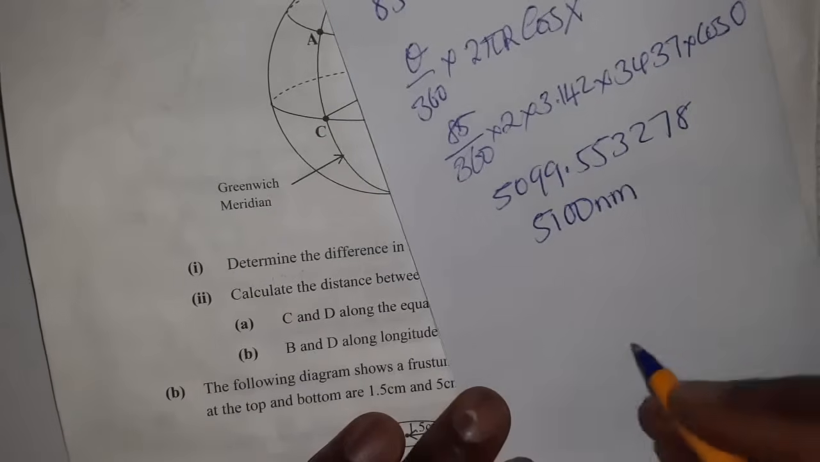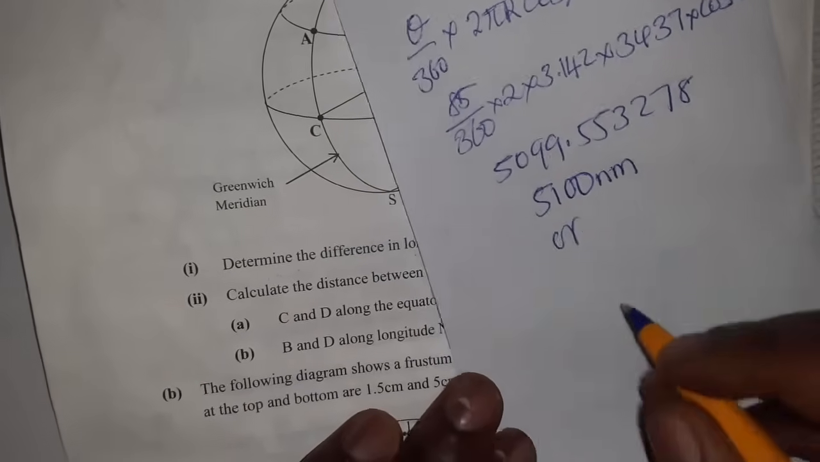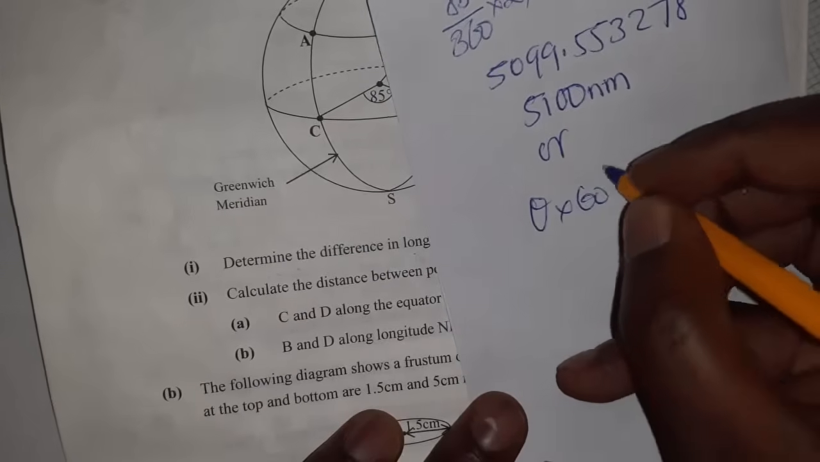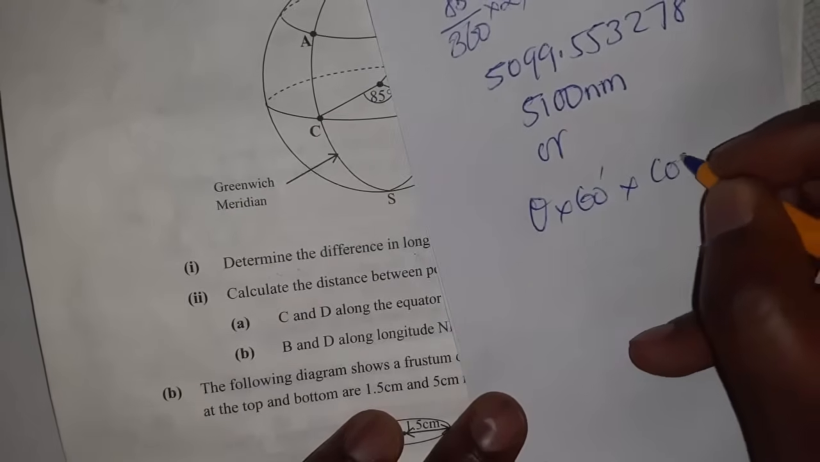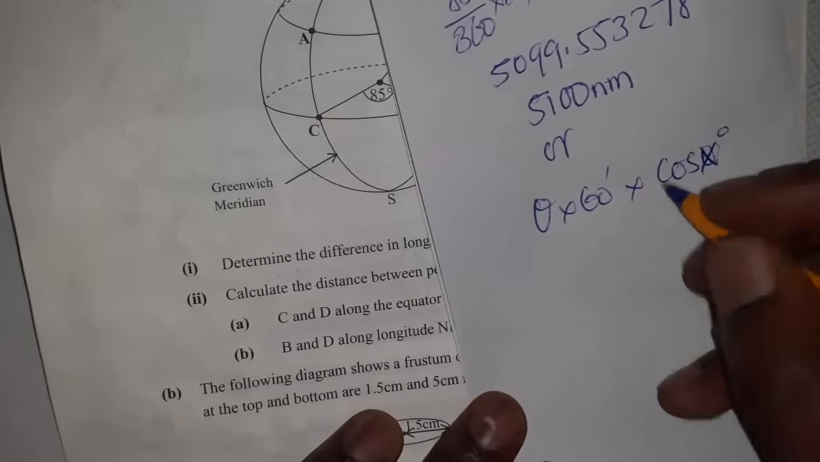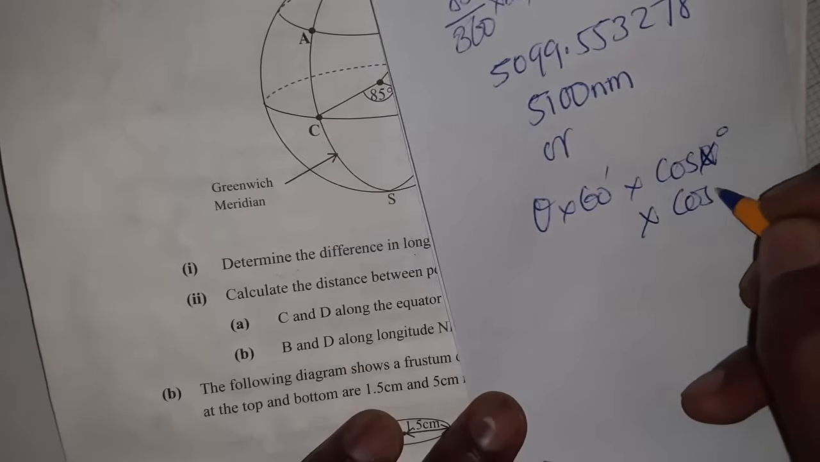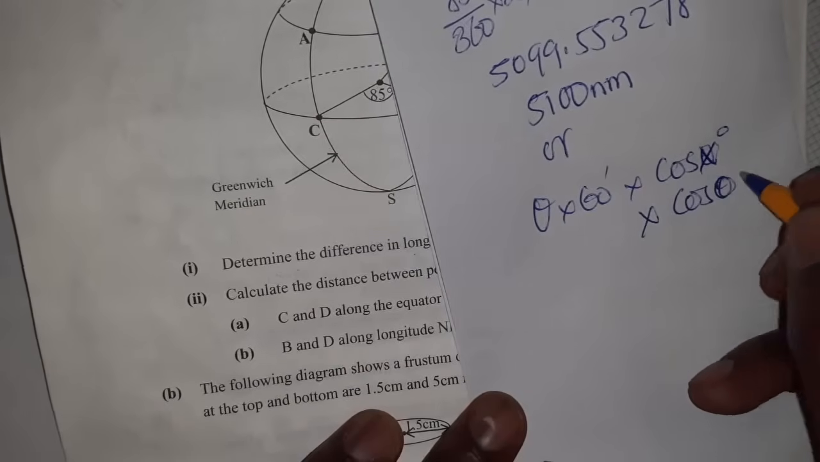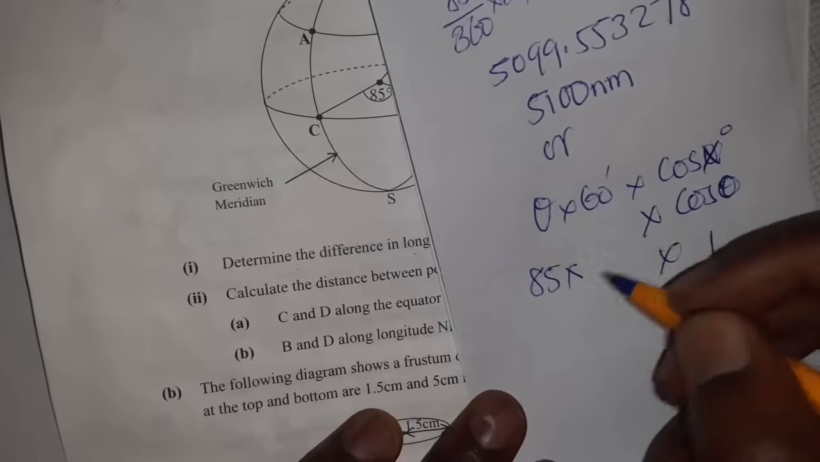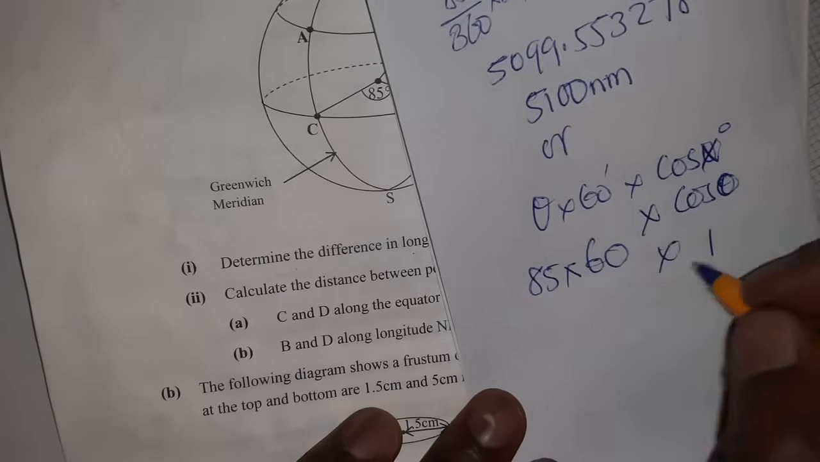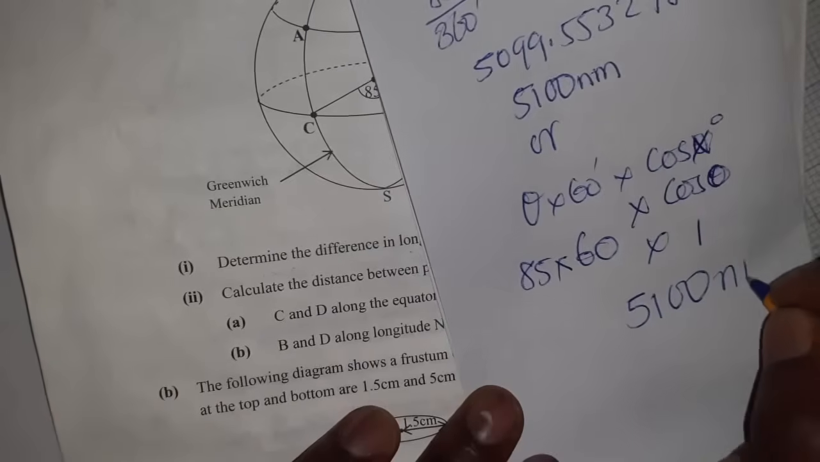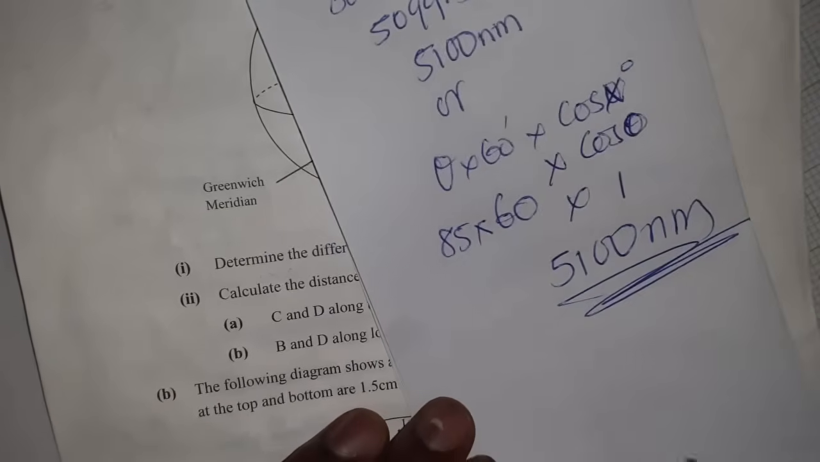nautical miles. Alternatively, we could have used this formula where we say theta multiplied by 60 multiplied by cos x. Now this cos x is equal to cos 0, which is the same as 1. Here theta is 85, so 85 multiplied by 60. What do you get when you multiply by 1? It will directly give you this one. That's what will be your answer.